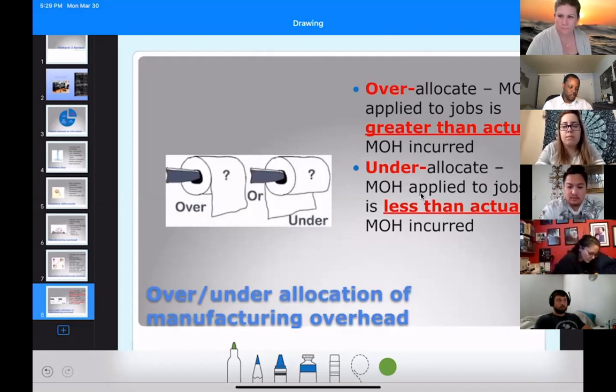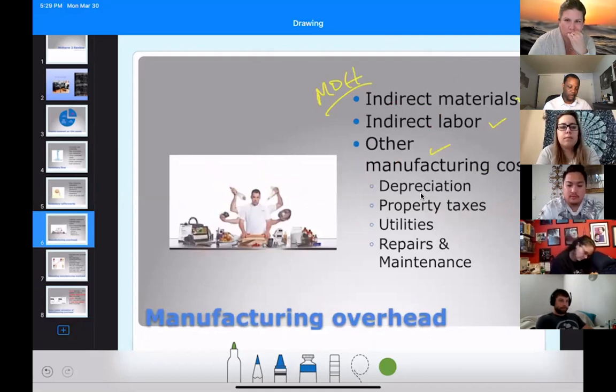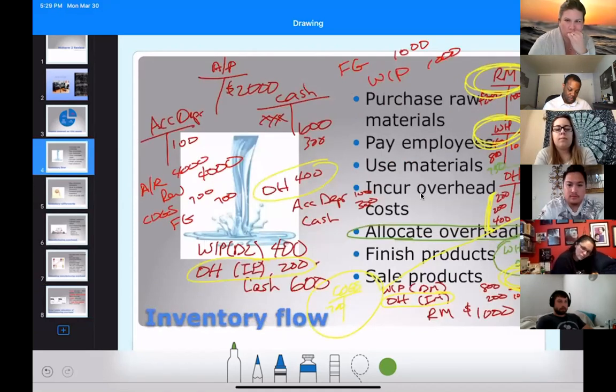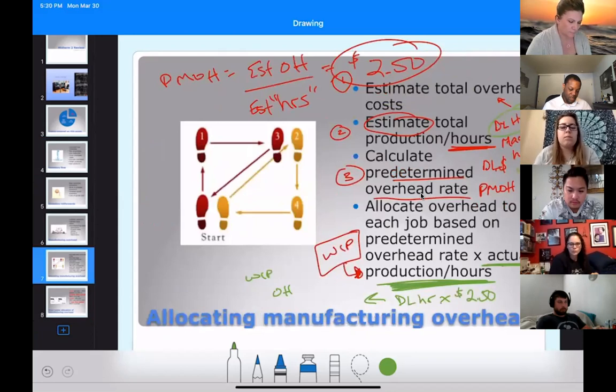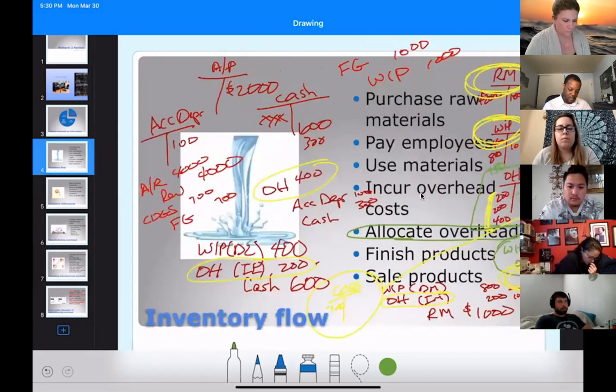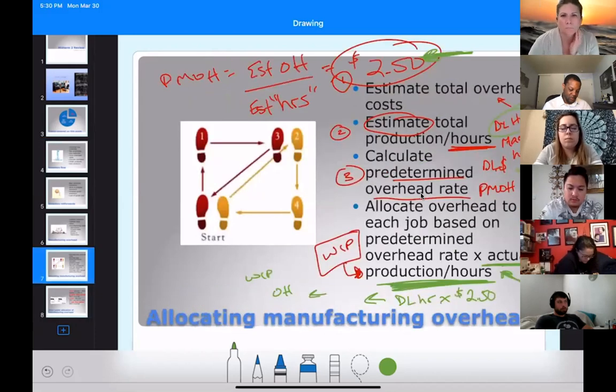This is what Alyssa was saying with the over allocate or under allocate. So what we're doing is we're looking at our manufacturing overhead account. Remember, what we've been putting in there has been indirect materials, indirect labor, other stuff: indirect materials 200, indirect labor 200, other stuff 400. And then what we've been crediting to manufacturing overhead has been the predetermined manufacturing overhead rate times our actual production. In this case, it was 750. So we take out 750, that's our credit to manufacturing overhead.